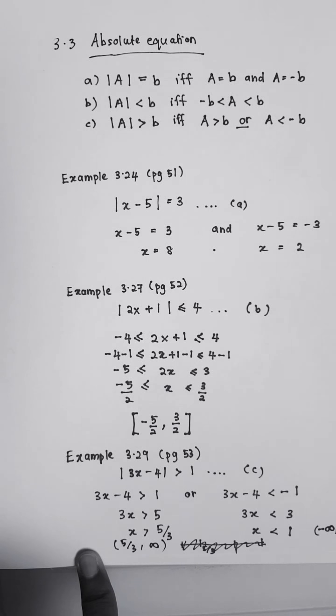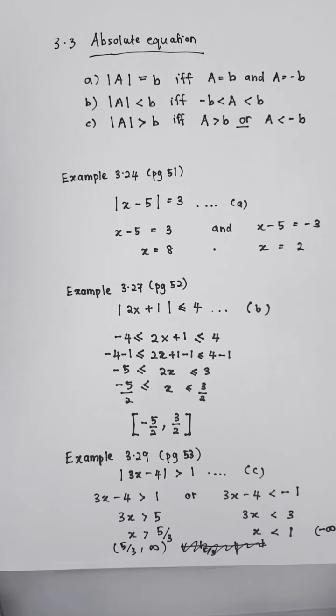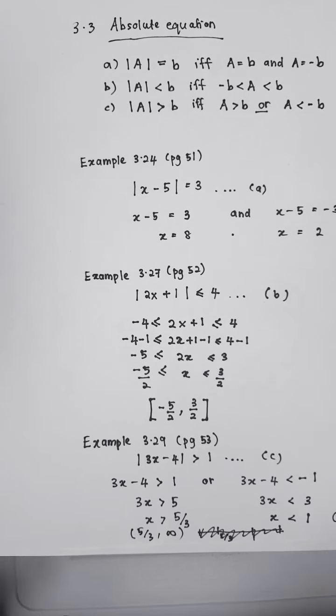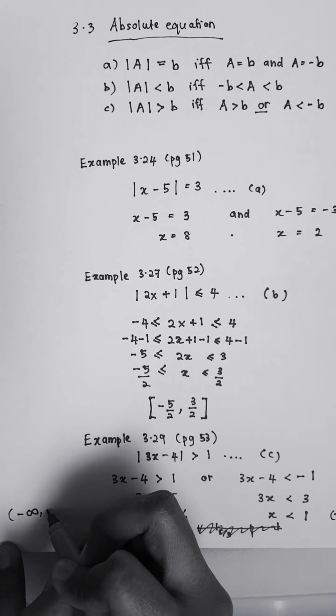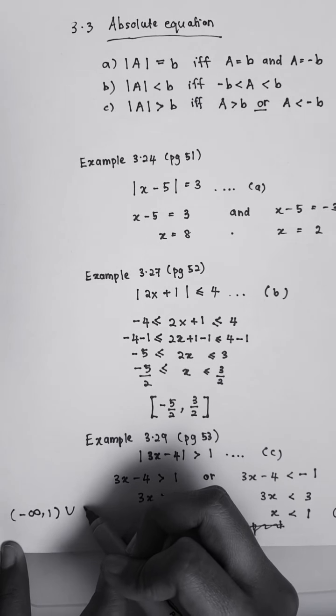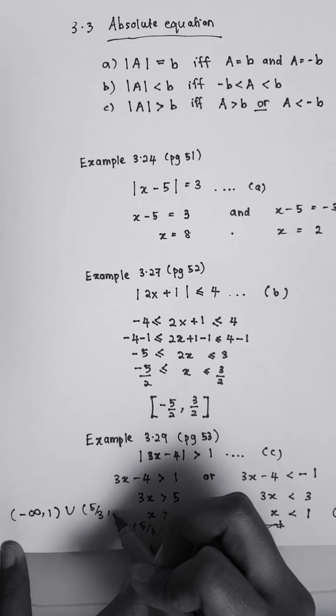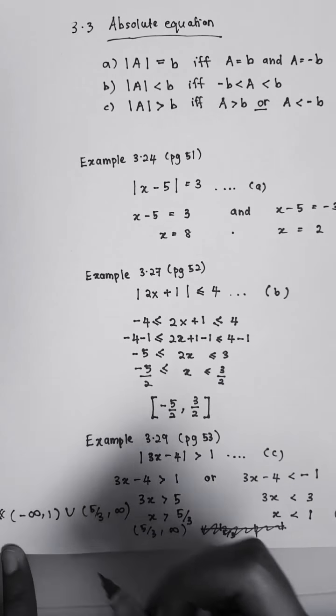Okay, so if you want to write the complete answer, we can write like this. Because it is OR, so from negative infinity to 1, union, 5 over 3 to infinity, open interval. So this is the answer.